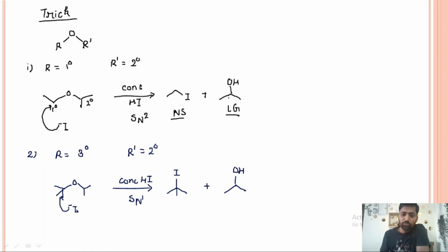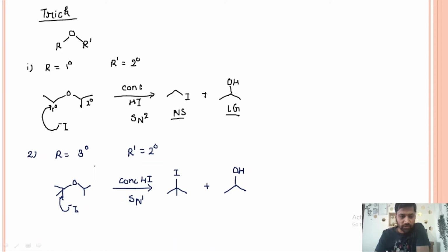As you can see, in both cases the leaving group is the same, secondary carbon, because secondary carbon is not reactive for SN2 as well as SN1. So this is the second case. In any question of this kind, you can apply this simple logic. Let us take another case.